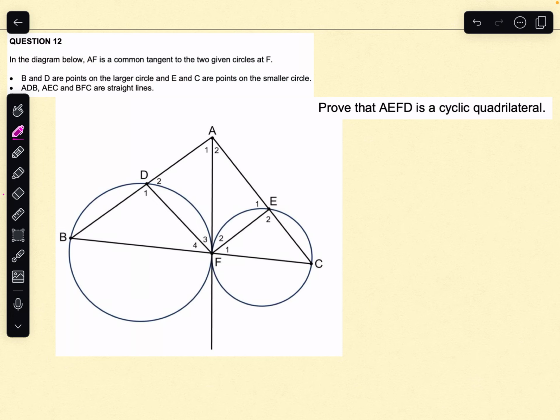so wow, we really don't have a lot to work with. We don't have any circle centers, so a whole lot of our theorems are not going to work.